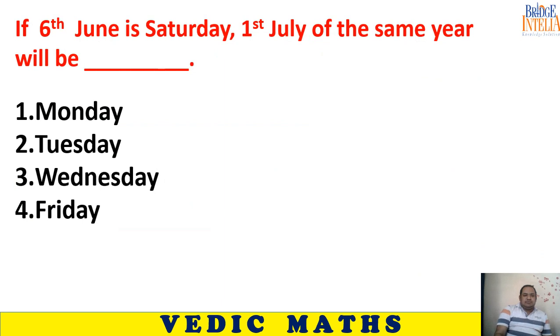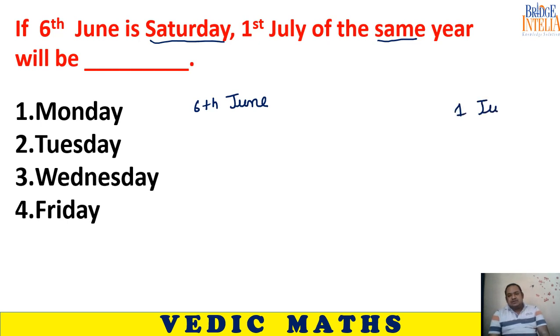Let's solve one more. 6th June is Saturday. What is 1st July of the same year? Now the year is not mentioned. Why is the year not mentioned? Because you have started counting from 6th June and you stop counting on 1st of July. So February is not involved in between. So if February is not involved, then what is the need to tell you whether it is a leap year or not? So that's why it is not mentioned.